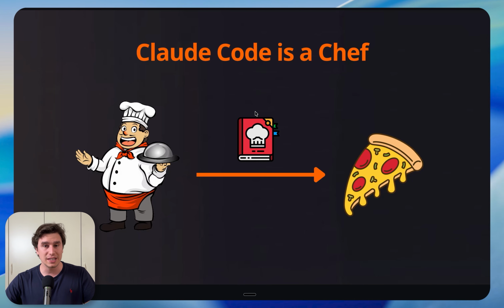So basically, a skill is nothing more than a list of instructions that we take and give to Claude, our chef. Then we tell Claude, hey, use this in order to produce that food. And that food in our example is the Remotion video. So how are we going to do this?